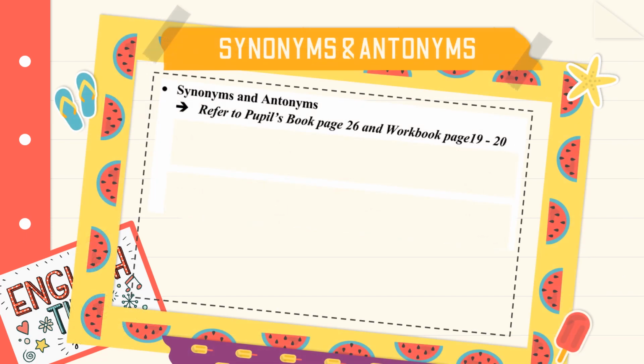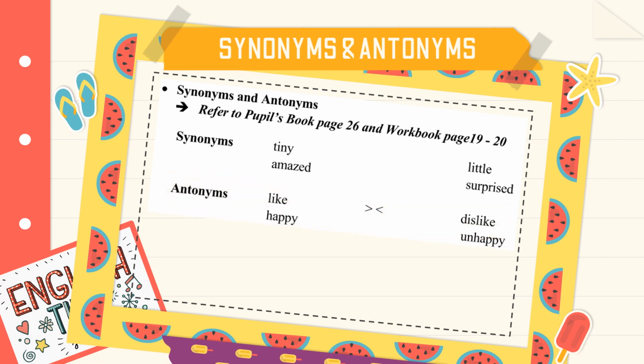Synonyms and antonyms. Okay, it's in your pupils' book, page 26. Okay, the synonym of tiny is little. The synonym of amazed is surprised. Okay, next, antonyms. The antonym of like is dislike, and the antonym of happy is unhappy.